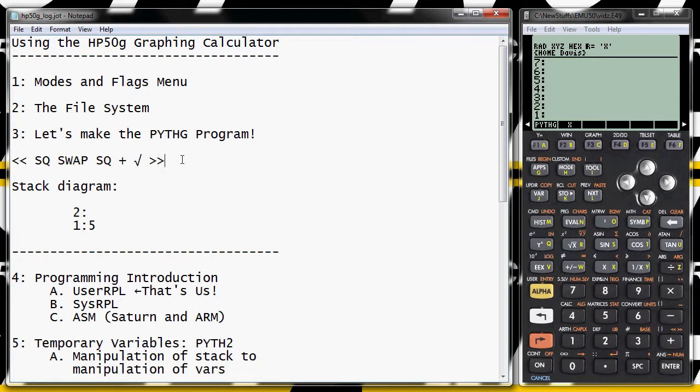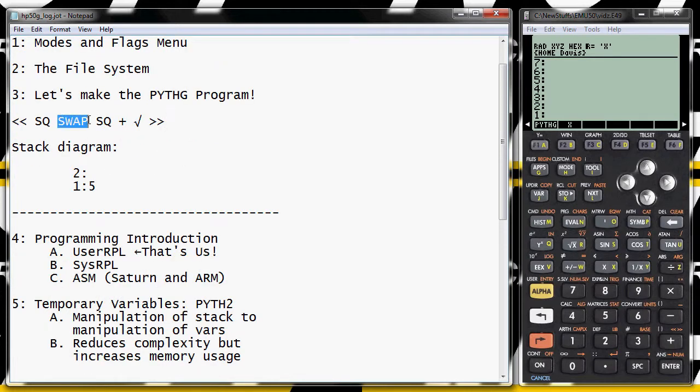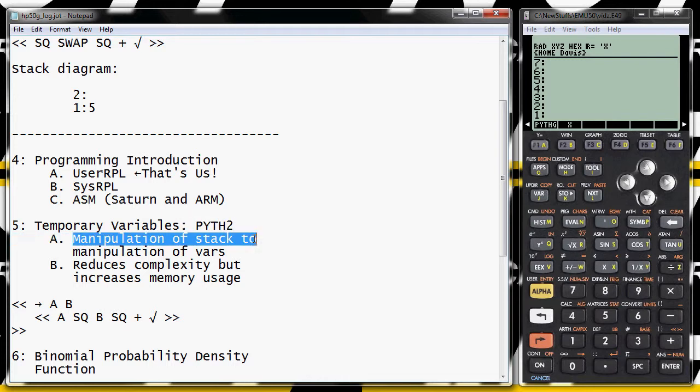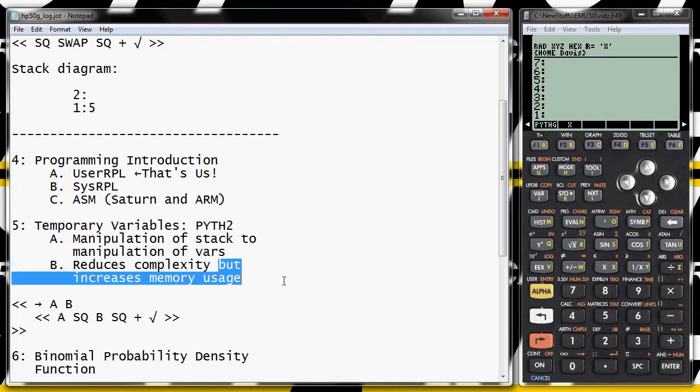Now, in this last program, we have square, swap, where we swap the values in the stack. You have to remember what's going on in the stack while you're programming the Pythagorean theorem into the calculator. And that's great because you're just using the stack memory, but you can also use these temporary variables, and that means you can give these values a name, store them in different parts of memory. That's great for making things less complex, but you do increase your memory usage when you start to use these temporary variables and you start to have to program these in. You increase the size of the program and you increase memory usage.